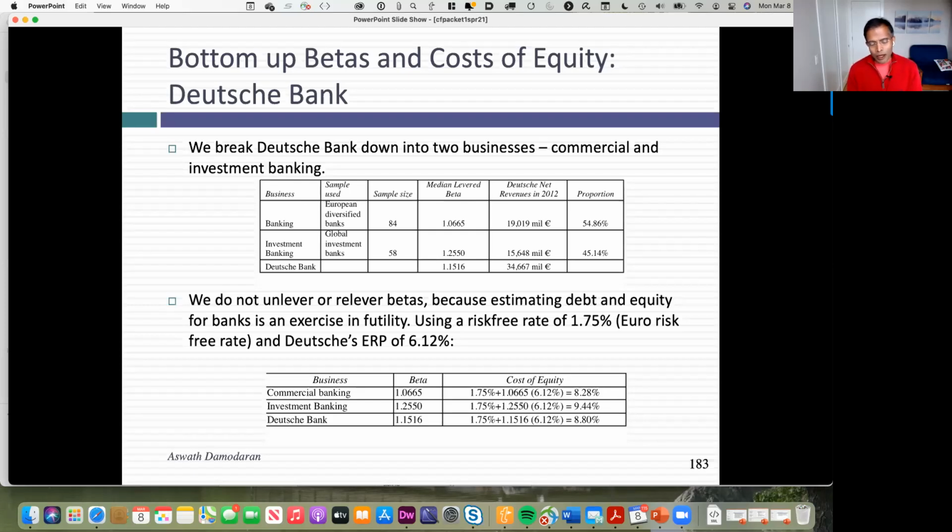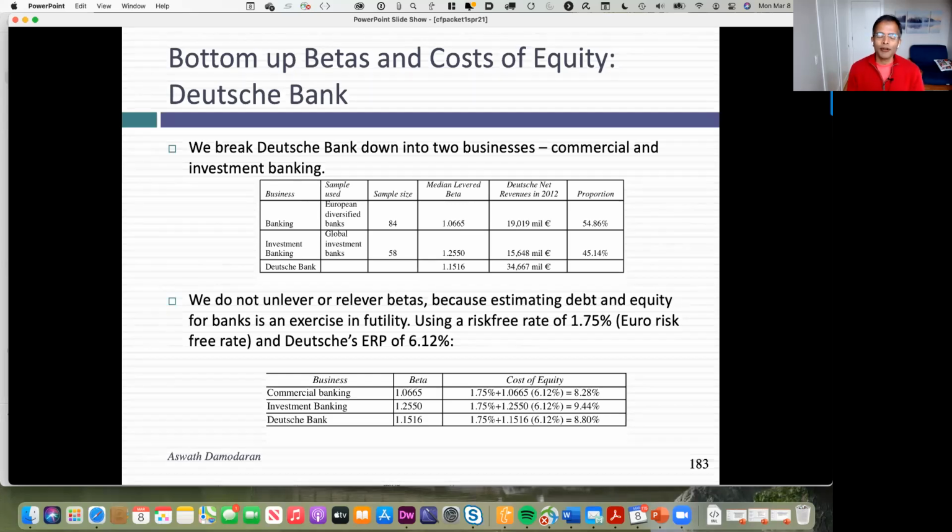So to get a beta and a cost of equity at Deutsche Bank, I broke them down into 2 businesses, commercial banking and investment banking. For commercial banking, I found European diversified banks. I came up with a beta for those banks. For investment banking, I went global because most investment banking in Europe is still done by commercial banks. So I had to go to the UK and the US to get a lot of standalone investment banks. And I got a beta for the investment banks. So I took the beta for commercial banks and the beta for investment banks. And then I weighted those betas by just revenues.